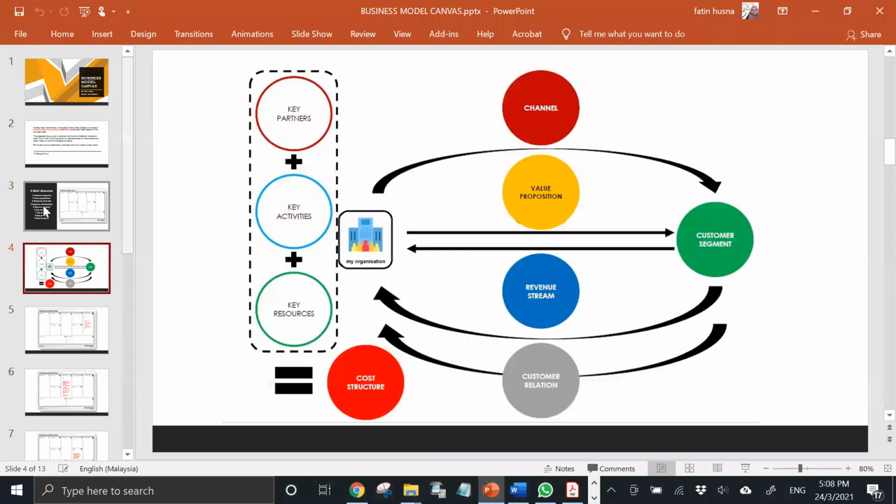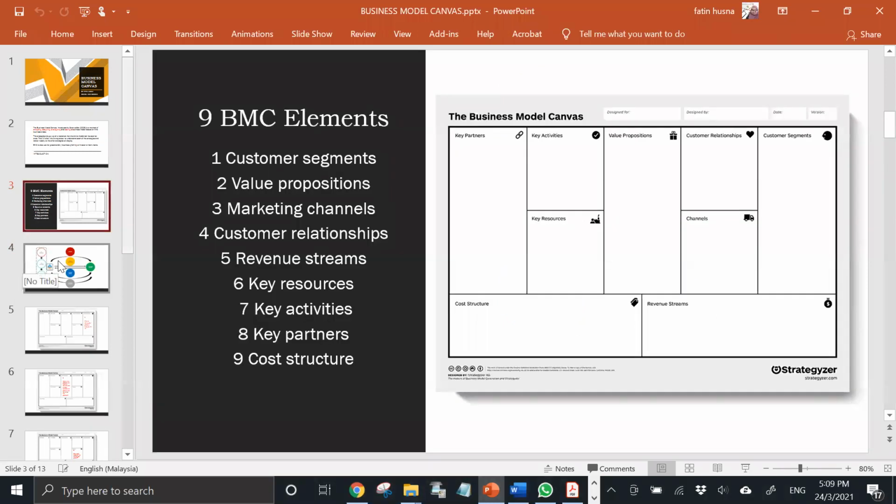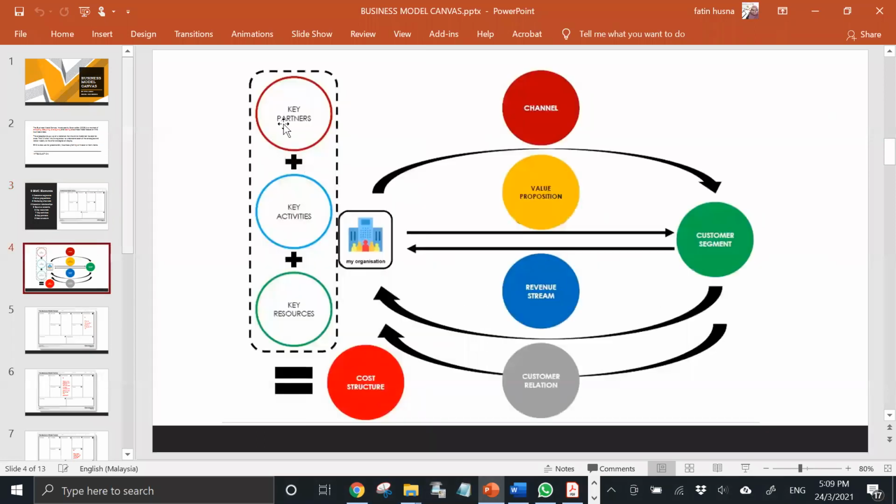If you see on these BMC elements, the key partners, key activities, key resources, this is actually coming from your company. This is within the company. That will give you the cost structure. If we add up all these things, it will give you the cost structure. But channel, proposition, revenue stream, customer relation, and customer segment, this is outside. This is actually outside your company.